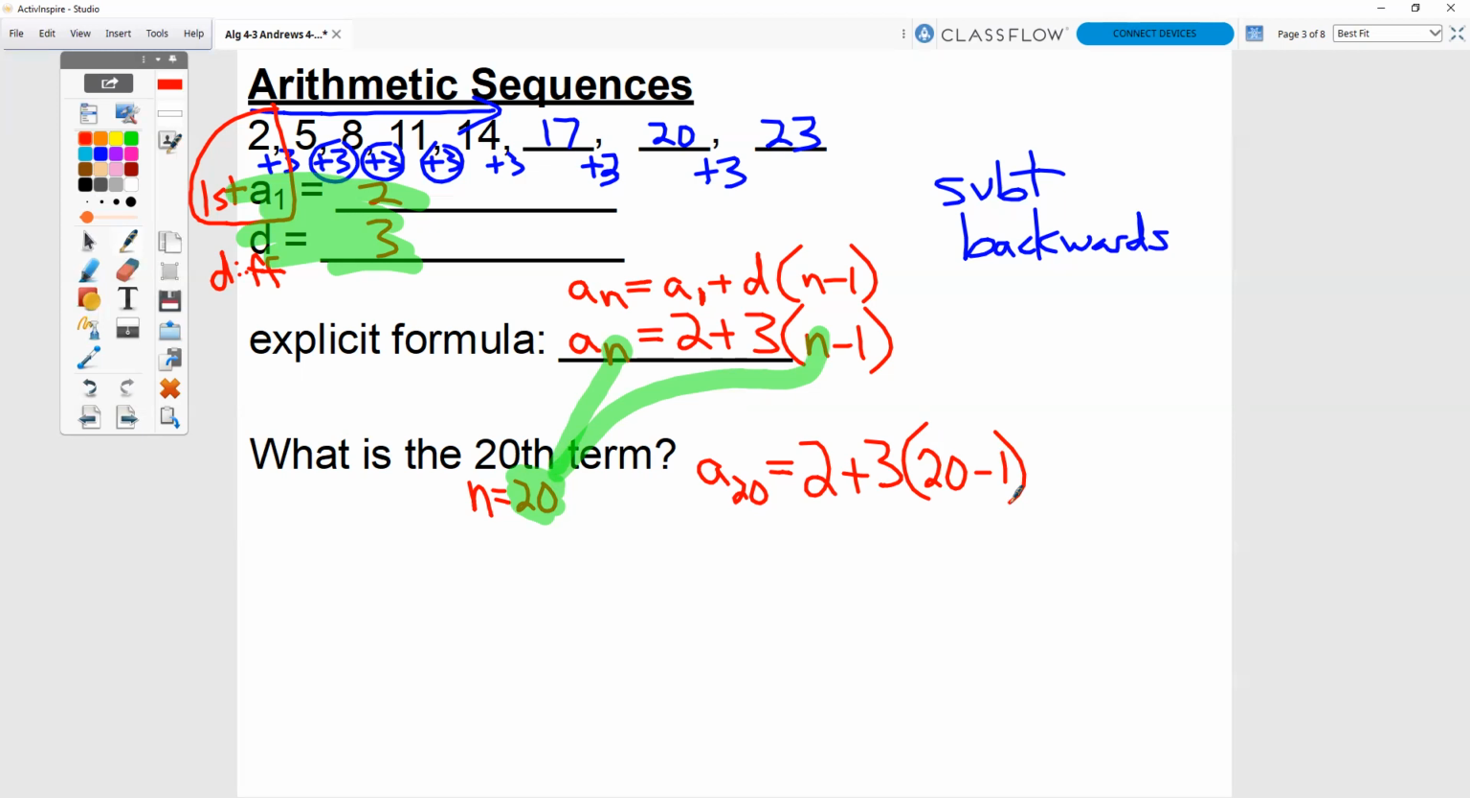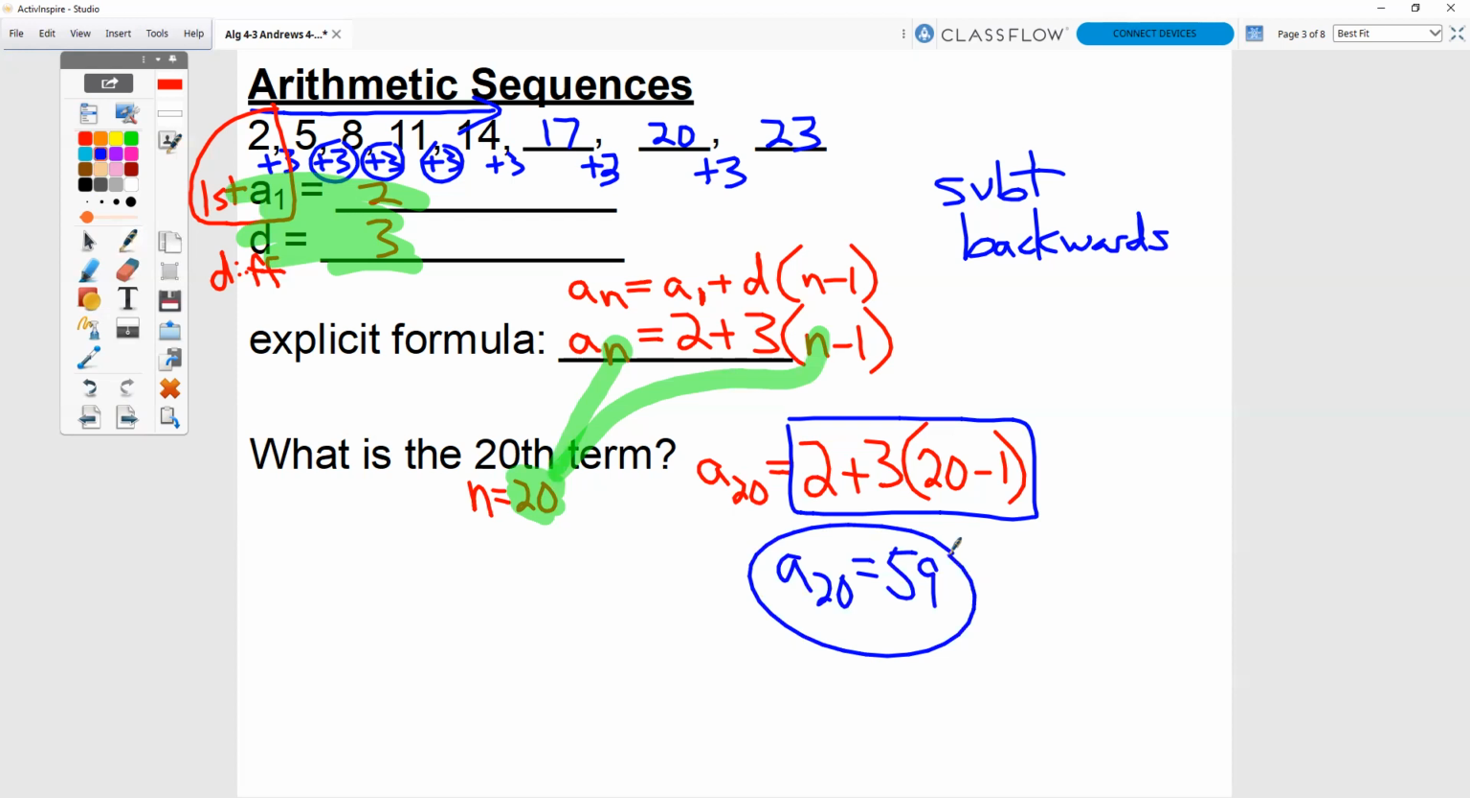You could just type this right into your calculator, exactly how it appears: 2 plus 3, and then in parentheses, times 20 minus 1. If you want to do 3 times 19 instead of 3 times 20 minus 1, that's fine. Nothing wrong with that. So the 20th term, when you type it into the calculator, is 59.